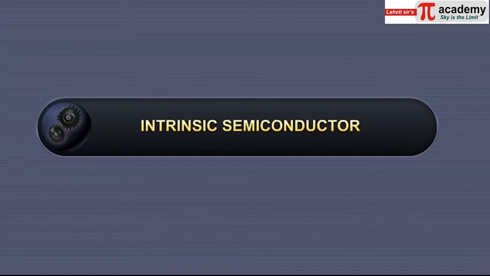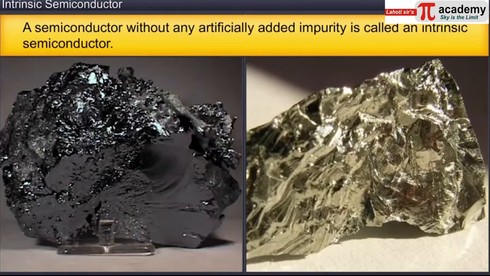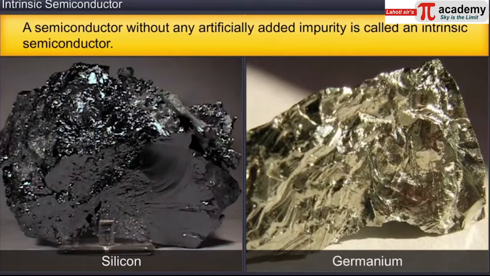In this module, you will learn about the crystalline structure and conduction of an electric current in intrinsic semiconductors. A semiconductor, without any artificially added impurity, is called an intrinsic semiconductor. Both silicon and germanium, the two most commonly used semiconductors, exist as intrinsic semiconductors.